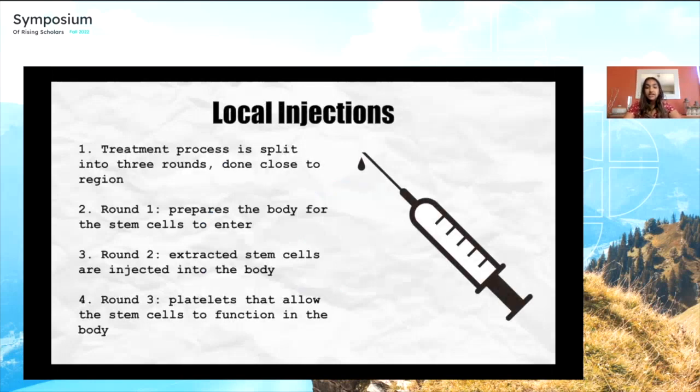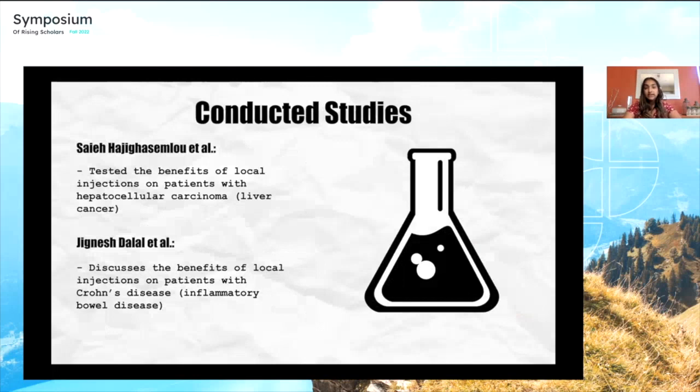Local injections contain a 3-step process shown above to help the patients get comfortable with the stem cells in their body. In one study conducted by Hijisem et al., scientists tested the benefits of local injections on patients with hepatocellular carcinoma and discovered that stem cell therapy showcased major benefits on patients when combined with chemotherapy.